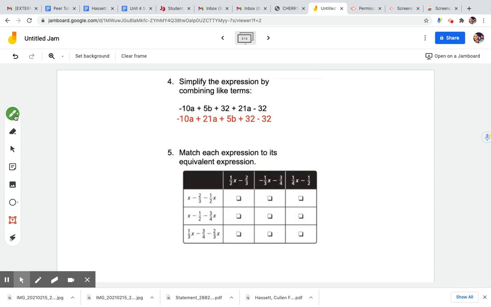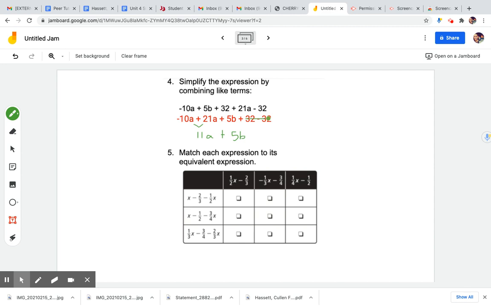For the first step, I just use commutative property to get my like terms next to each other. I like to do that. You don't have to. If I have a -10 and a positive 21, that becomes 11a. Different signs, so I subtract, and there were more positives than negatives. Plus, there's no other b's, so plus 5b, and then 32 minus 32 is 0. So that cancels out. So I have 11a plus 5b.